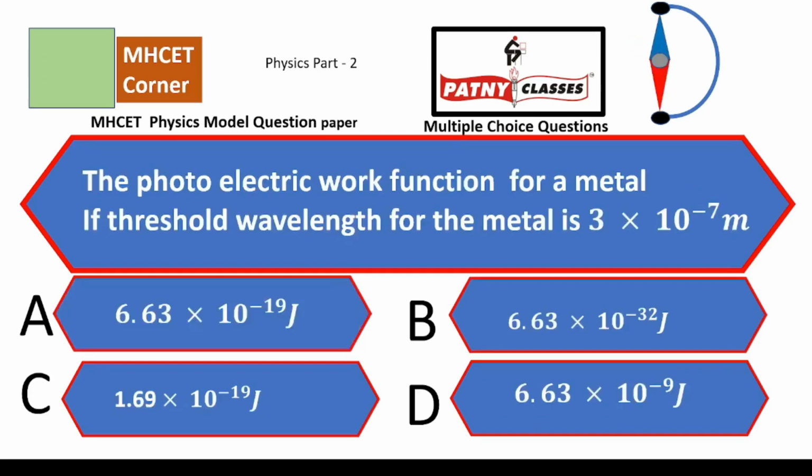Question number 6. The photoelectric work function for a metal if threshold wavelength for the metal is 3 into 10 raised to minus 7 meters. Option A, 6.63 into 10 raised to minus 19 joules. Option B, 6.63 into 10 raised to minus 32 joules. Option C, 1.69 into 10 raised to minus 19 joules. And option D, 6.63 into 10 raised to minus 9 joules.